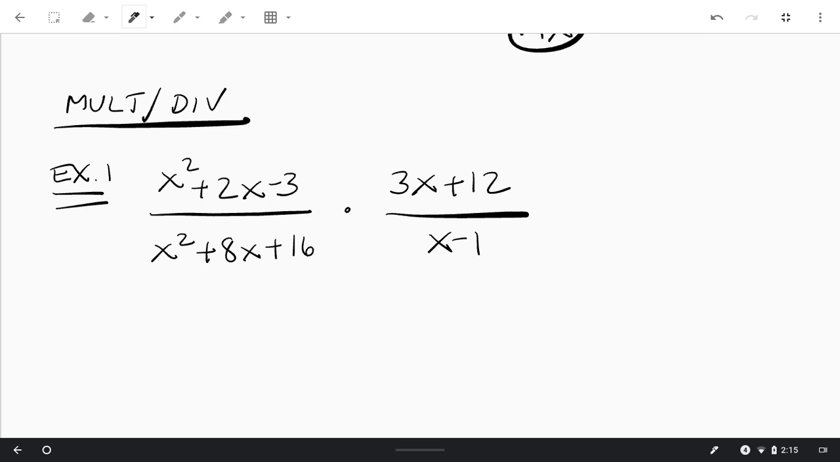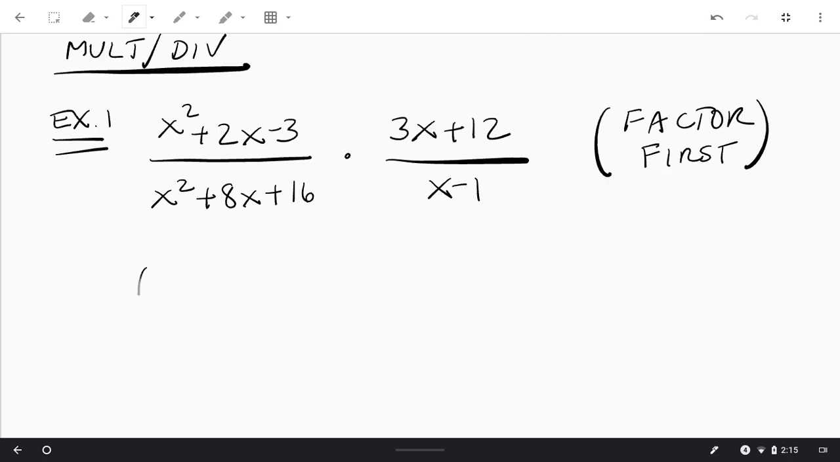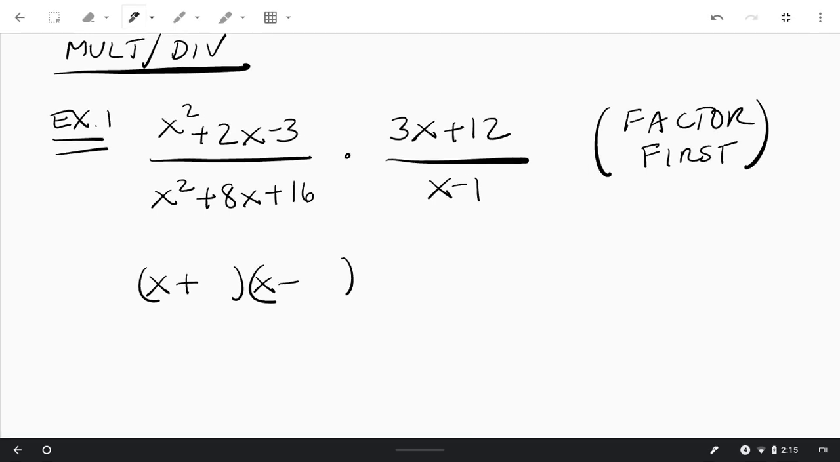Okay, so again, the first thing you want to do is factor first. Okay, so let's go ahead and do that. So that first numerator, that's going to be similar to the last one where we have these double parentheses. So x times x to make x squared, we need to make negative 3. So we need a positive and a negative. And we're going to use 3 and 1. The 3 needs to be positive, and the 1 needs to be negative.